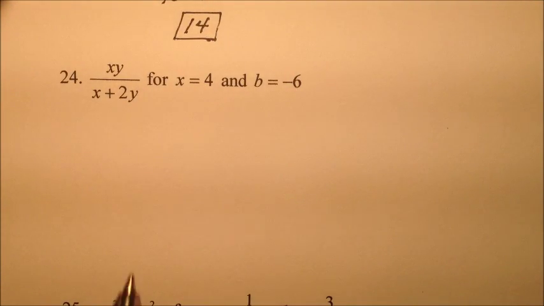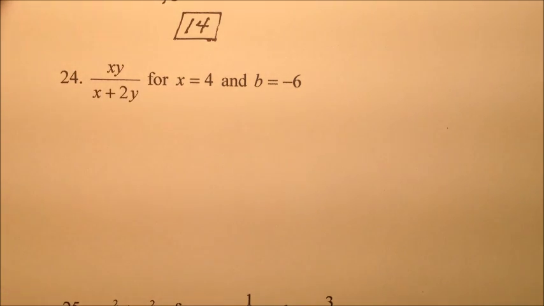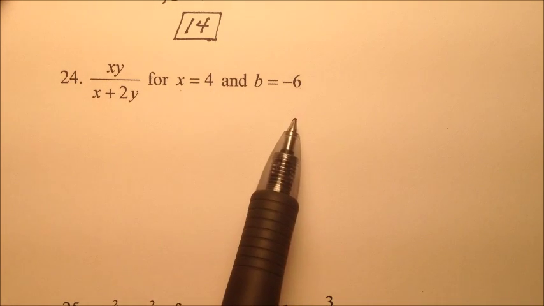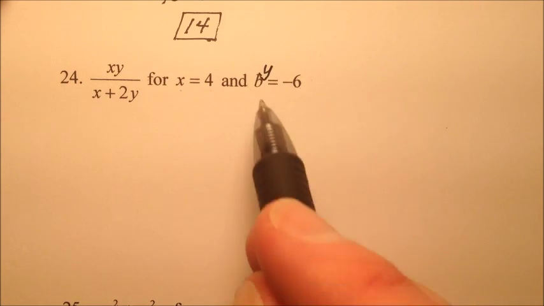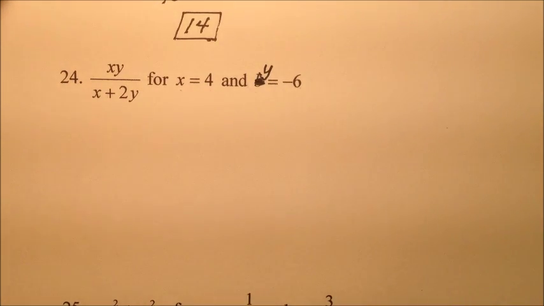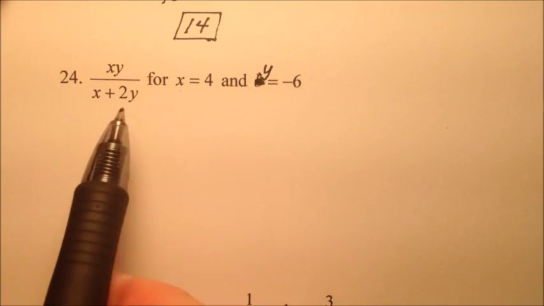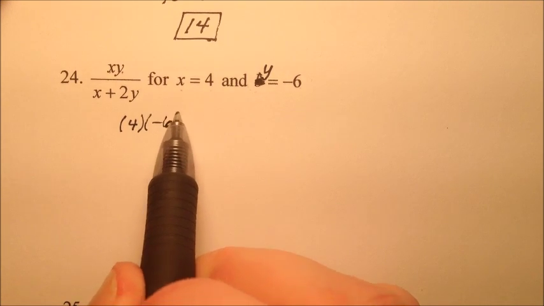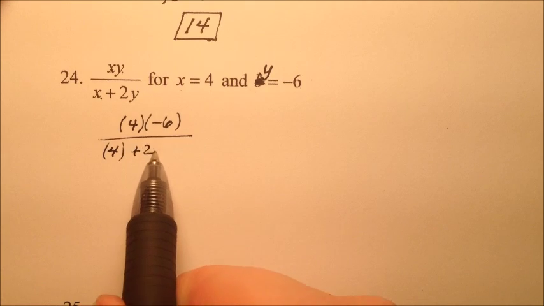In number 24, I have x times y, and that's all divided by x plus 2y. So my value for x is 4, and my value for b is negative 6. Oh, and by b I mean y, actually. So let's change that to a y. And when you're working this out, your worksheet will also need to be changed. So y is negative 6. So anyway, x is 4, y is negative 6, all over x, which is 4, plus 2y.